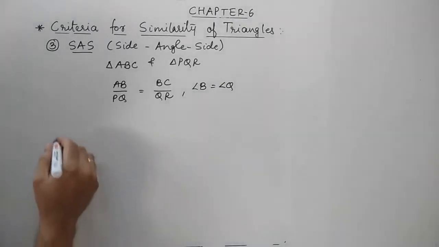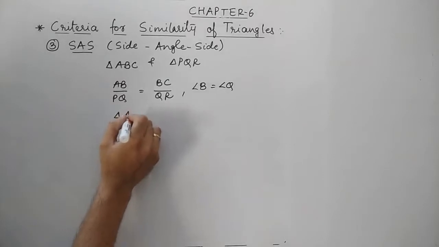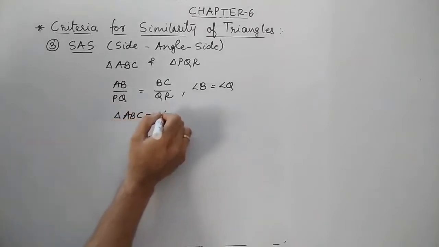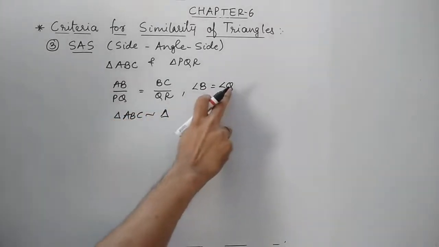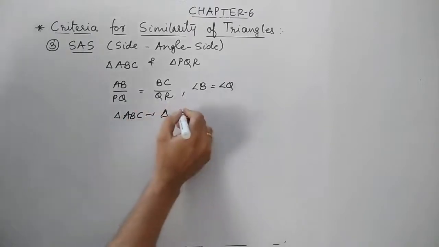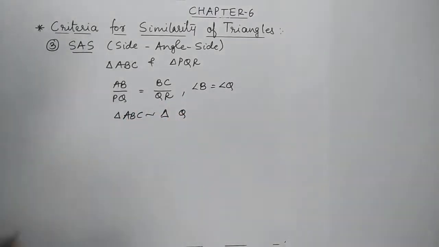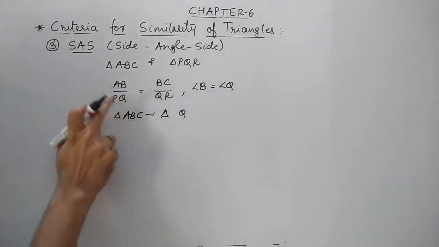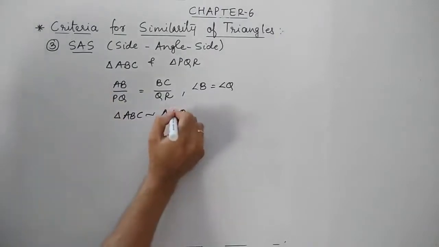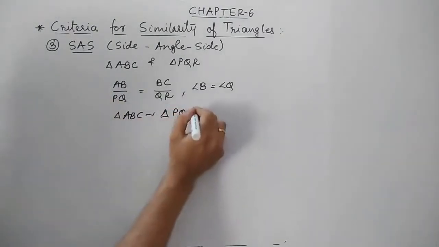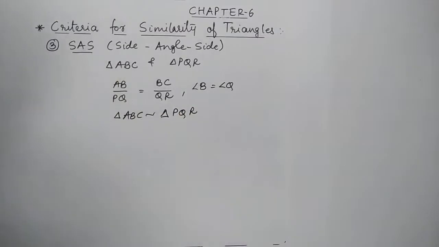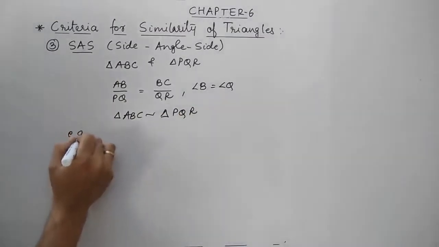Let us understand this criteria, how to note down the similarity. Here B is already given with Q, so B is second, Q must be second. As B with Q, so obviously A corresponds with P. So the rest, C corresponds with R. Let's take one more example.